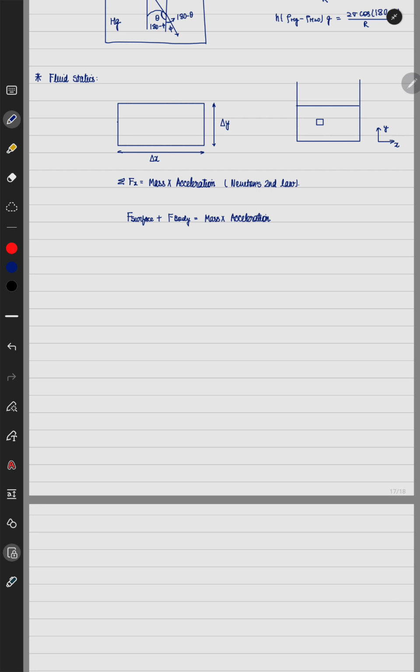Okay, so what is the surface force? The force acting on the left face is given by, because it is a static fluid, there is no relative motion between the two layers which may exert force. It is completely at rest because we are studying fluid statics. So suppose pressure is acting at the left face, the force is given by pressure into delta y. This is the force, because in the depth delta z we are considering it to be equal to 1.